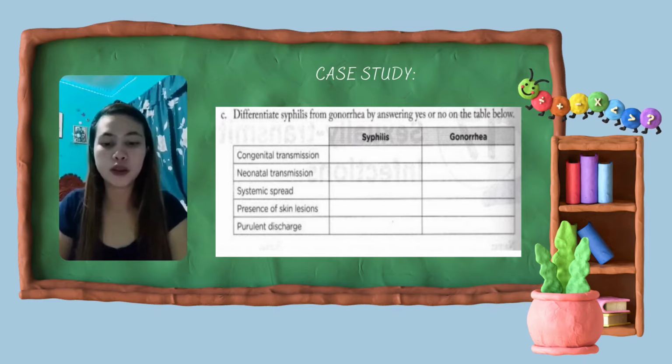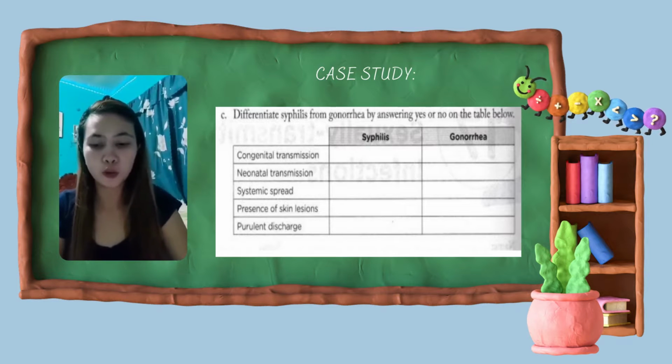Differentiate syphilis from gonorrhea by answering yes or no on the table below. In congenital transmission, the answer in syphilis is yes. In gonorrhea, the answer is no, because it is spread through vaginal, anal, and oral sex. In neonatal transmission, under syphilis, the answer is no, while in gonorrhea, the answer is yes. It results from perinatal exposure to the mother's infected cervix.